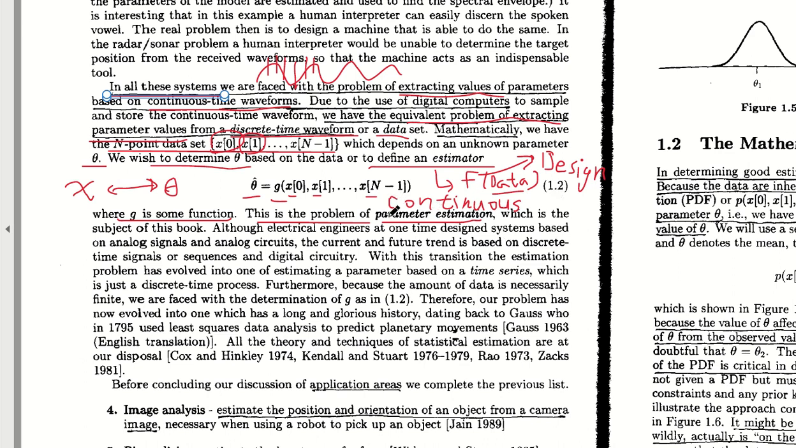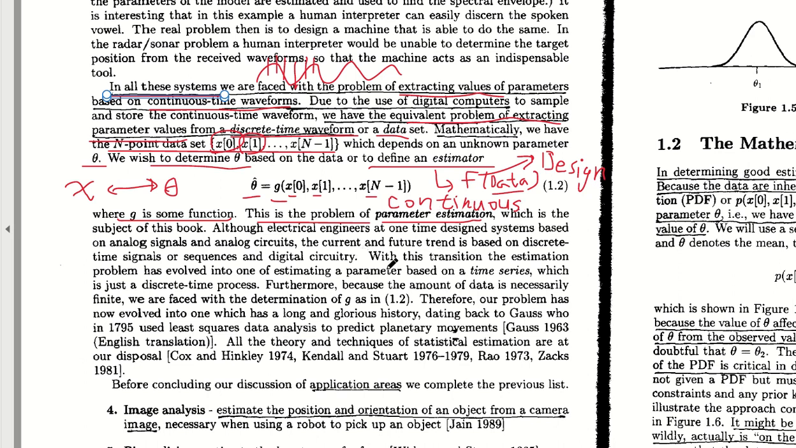If that is discrete, then we call it a detection problem. For an estimation problem, the parameter is continuous. Otherwise, it will become a detection problem. For example, we talk about H1 and H0 detection. That is a detection problem.